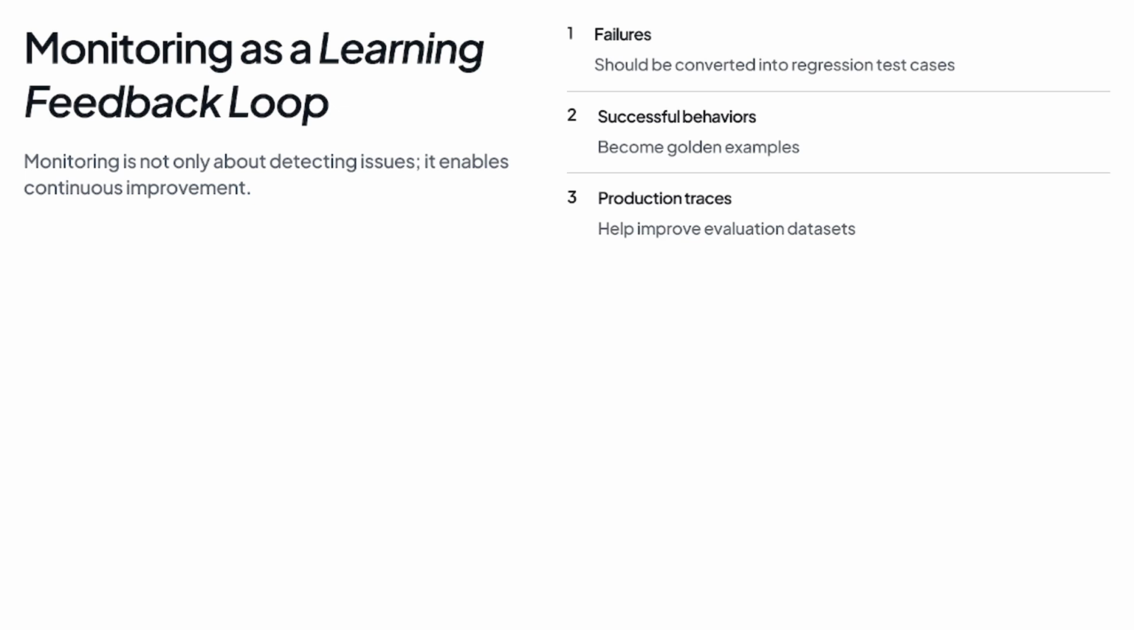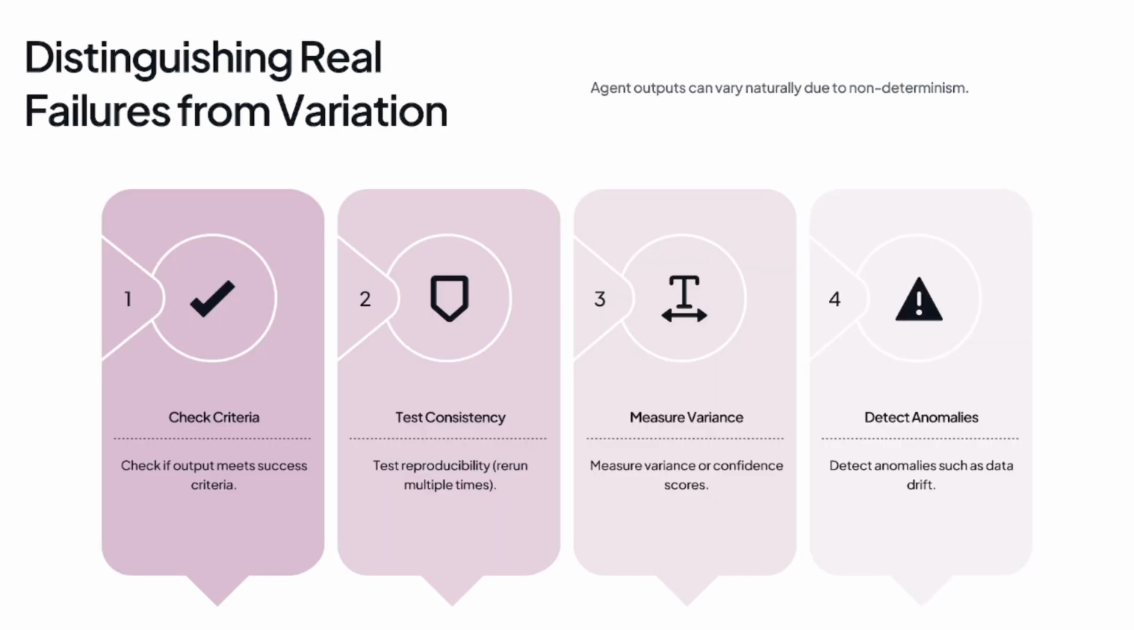Monitoring allows you to get feedback from the behavior of the agent, from the operation of the agent, from how the systems interact together and with the business application, and whether it is perfectly designed or architected. In monitoring, you will see what is failing, where the agent is failing, and which behaviors are successful. You see production traces, which improve the evaluation data set. Monitoring also helps to distinguish real failure from variation.